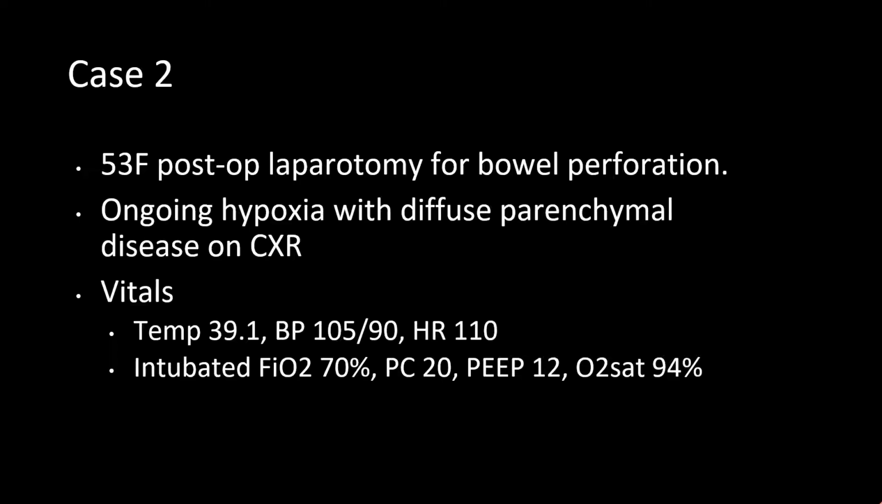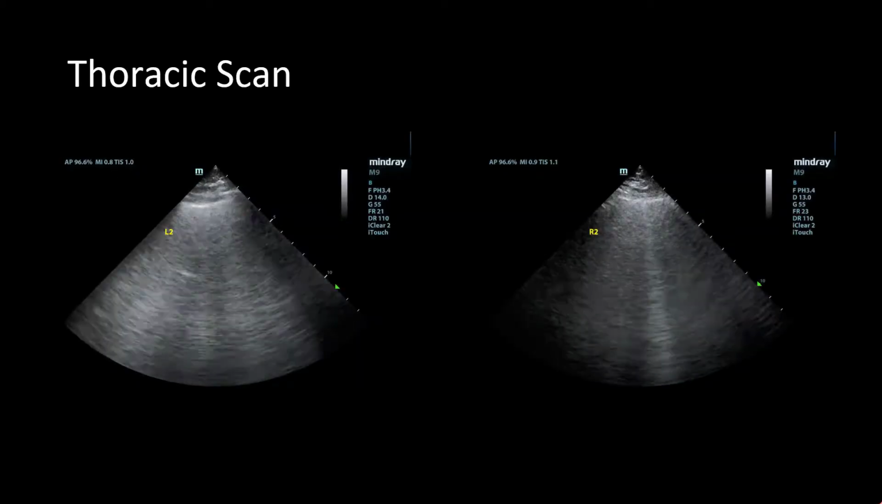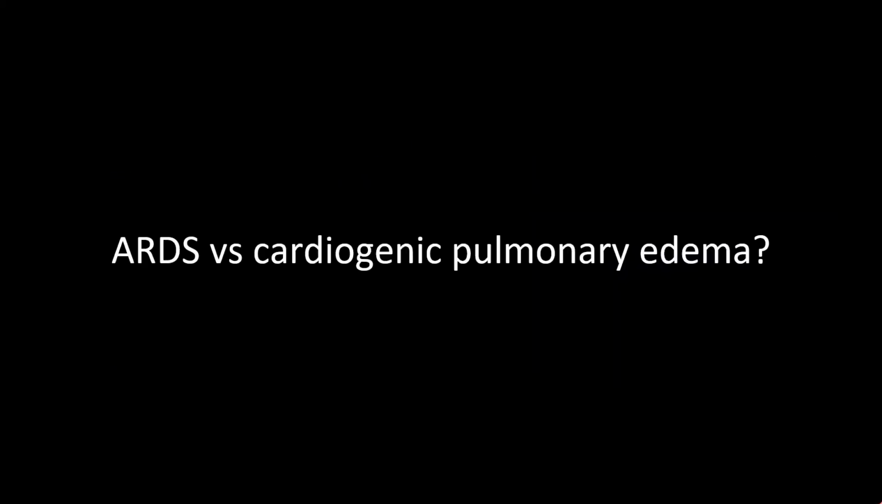Case number 2 is of a 53-year-old female post-op laparotomy for bowel perforation, with ongoing hypoxia and a chest x-ray showing diffuse parenchymal disease. So we start with her lung scan. We see that she's got diffuse B-lines bilaterally. And the clinical question is, is this ARDS or is this cardiogenic pulmonary edema? Now we'll come back to these cases and hopefully convince you how left atrial pressure can be helpful in solving these problems.